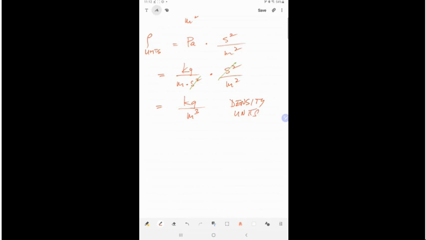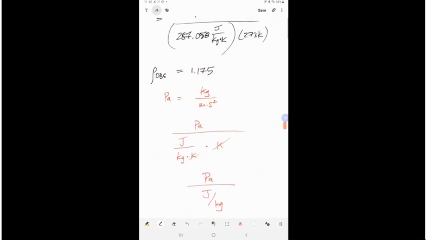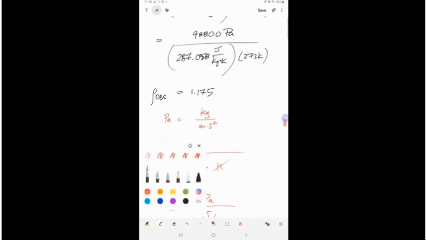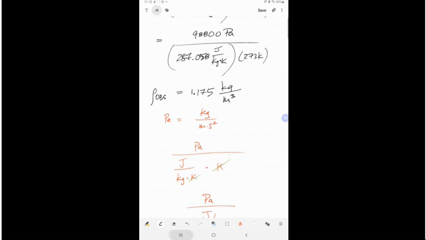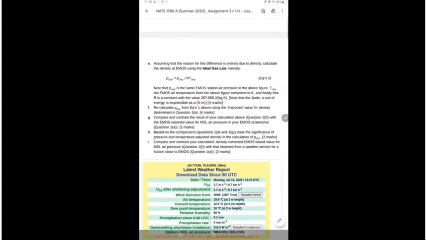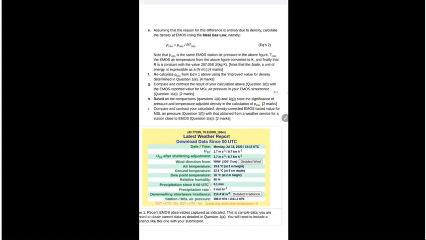Mass divided by volume. So all of this was to say that the value we ended up with right here, and again, you're not expected to go through the units conversion that I just went through, but obviously it does help to understand it. So what we ended up with here was a value for the observed density of 1.175 kilograms per meter cubed, and that is in fact the answer that you were looking for in question E right here: calculate density. So we did that.